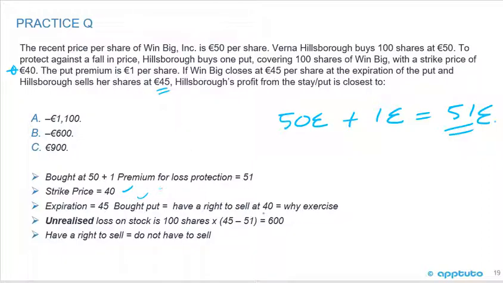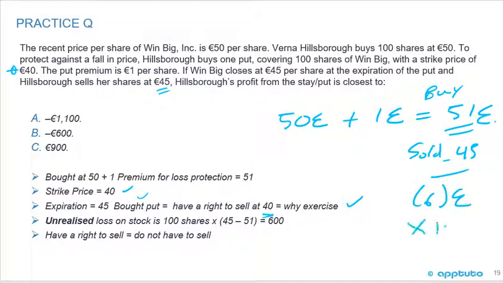You bought the put. You have the right to sell at 40. Why would you exercise at 40? It says here that she sells the shares at 45. So that would be, what is her loss? Well, it cost me 51. That's my buy. In this case, I'm buying high and selling low, and I sold at 45. So you can see that is a difference of 6 euros per share times the 100 shares. So you can see in this case, the correct answer is B. It's a loss of 600 euros, okay?